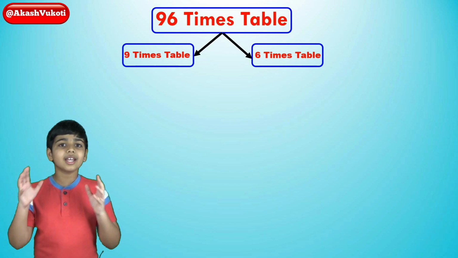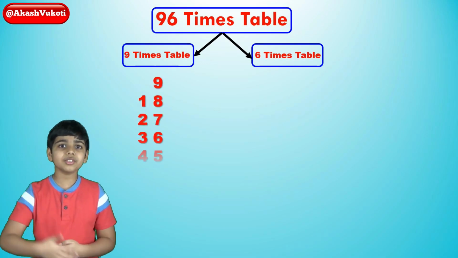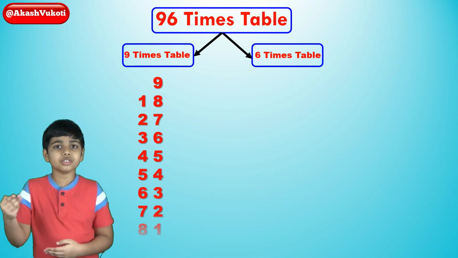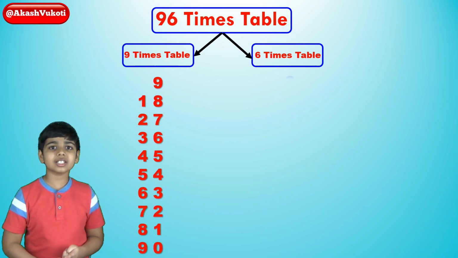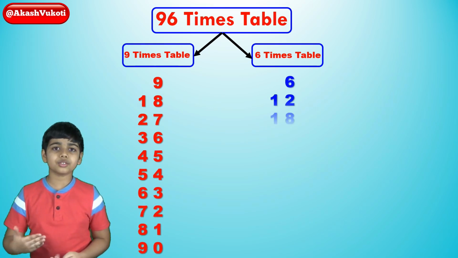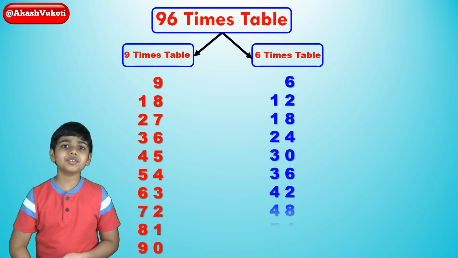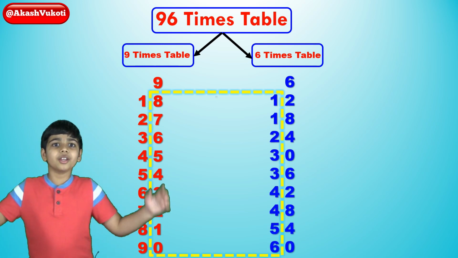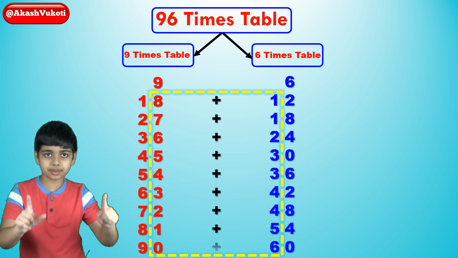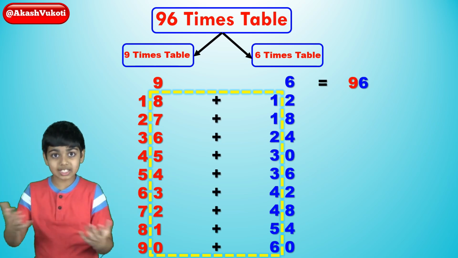We've got the 9 times table, which is 9, 18, 27, 36, 45, 54, 63, 72, 81, and 90. And then we have the 6 times table, 6, 12, 18, 24, 30, 36, 42, 48, 54, and 60. Now, just put all of these answers together, and we have the 96 times table. See, 96 times 1 is 9, 6, 96.